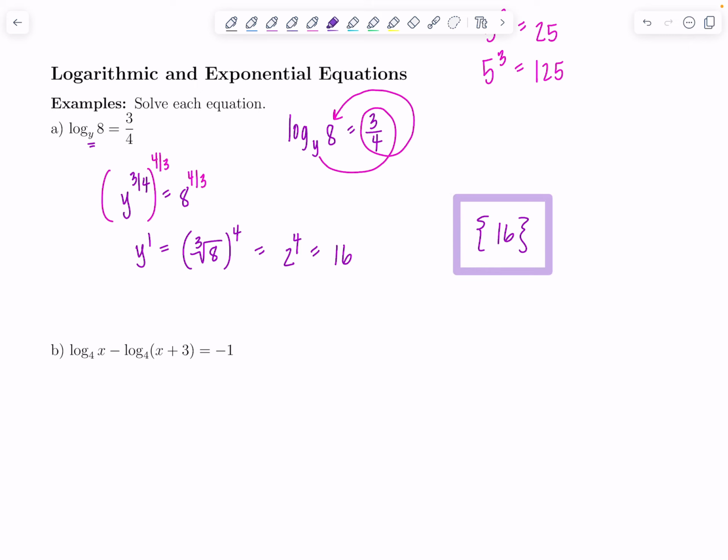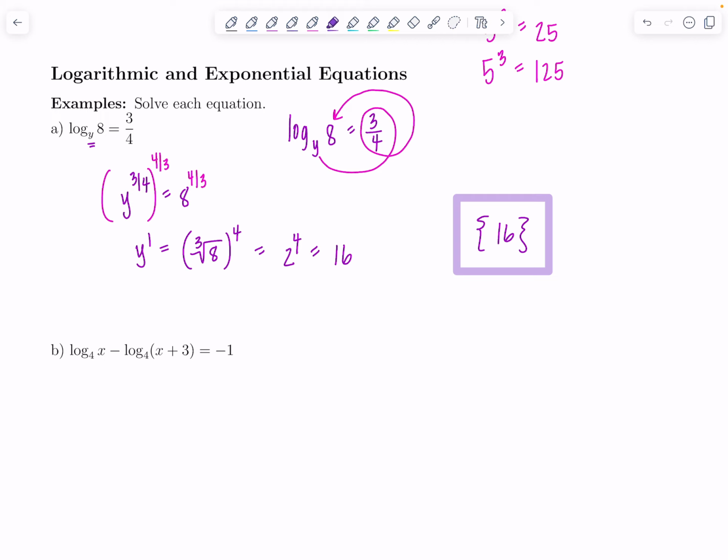Okay, let's move on. Log base 4 of x minus log base 4 of x plus 3 equals negative 1. So how is this different than the last one that we did? Anytime you have a new equation and you're kind of freaking out, just think, well, I did solve one successfully just a minute ago. What is so different now? I have 2 logarithms instead of 1 on the left-hand side. That's the only difference, really. Do we have a way we could combine them so we only have 1 logarithm?